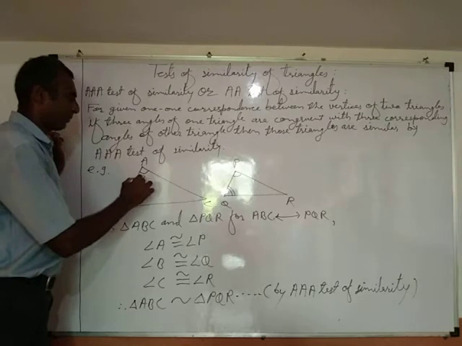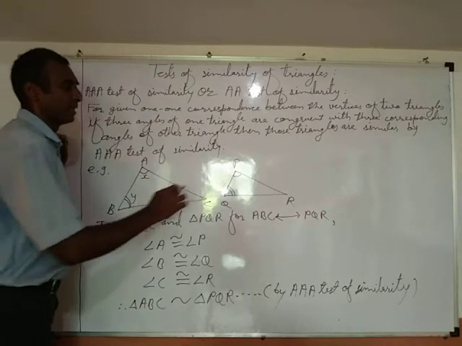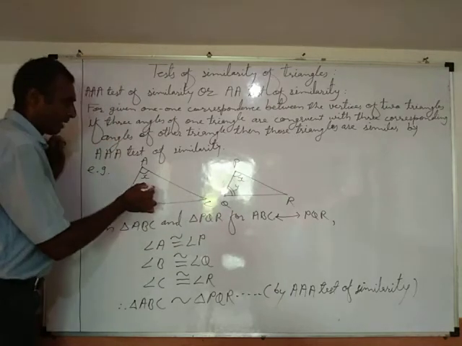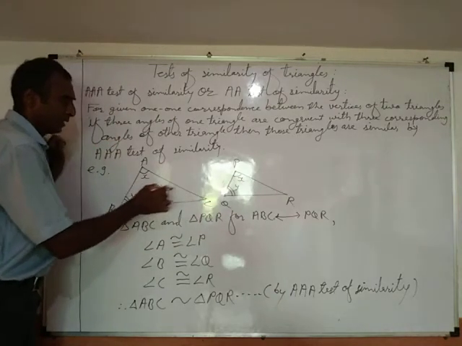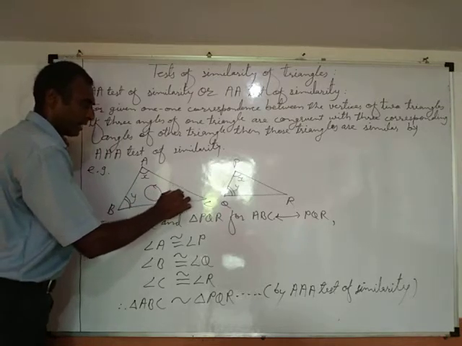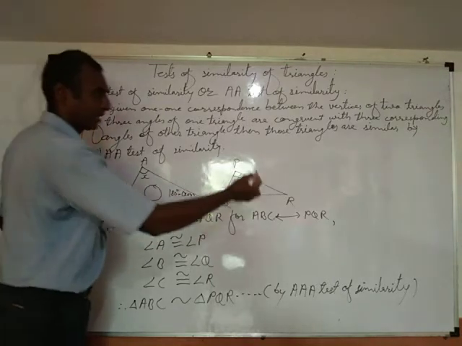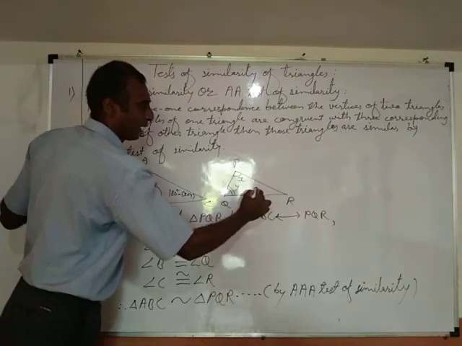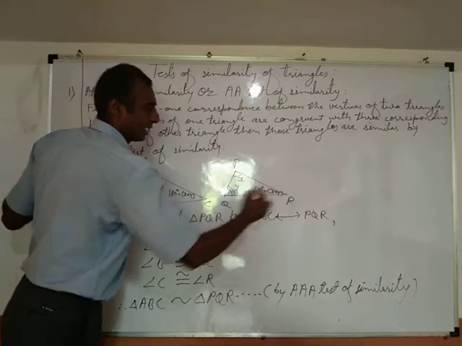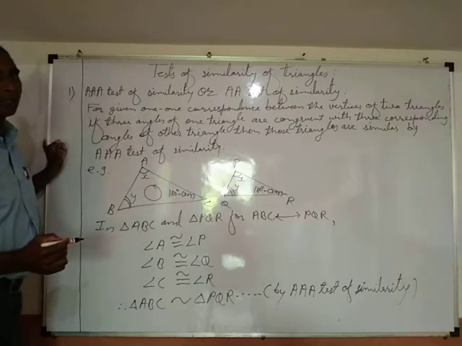Okay, for example, if the measure of angle A is x, that of B is y, similarly P is x and Q is y, by angle addition property, measure of angle C will be 180 degree minus (x plus y). Similarly, third angle of triangle PQR will have measure 180 degree minus in bracket x plus y. Means third angles get automatically congruent.